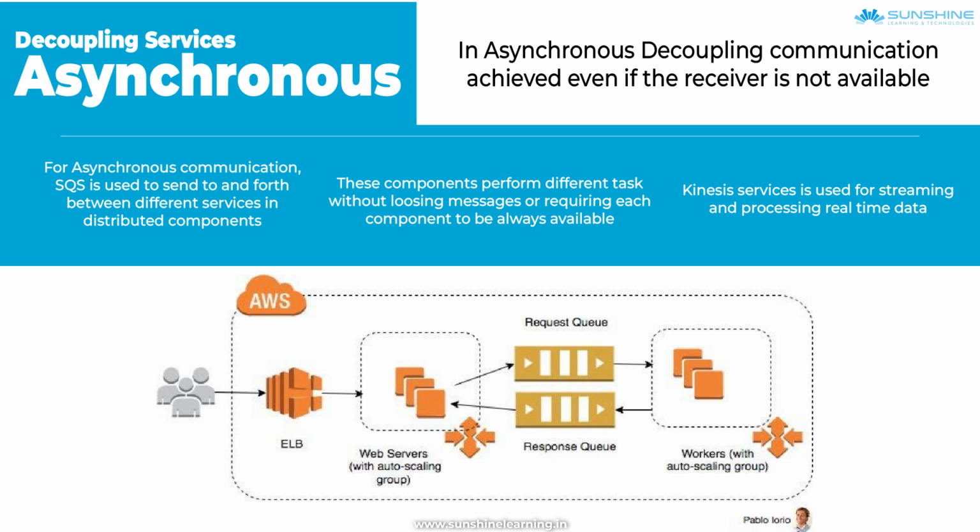This is an example of an asynchronous decoupling communication. What happens here is, the architecture is the same. We have web servers with auto scaling group, elastic load balancer, but in between the backend application and the web servers, the SQS queue has been added for the order processing or streamlining the orders. Here the Kinesis service is also used for streaming and processing the real-time data, which is also an asynchronous communication.